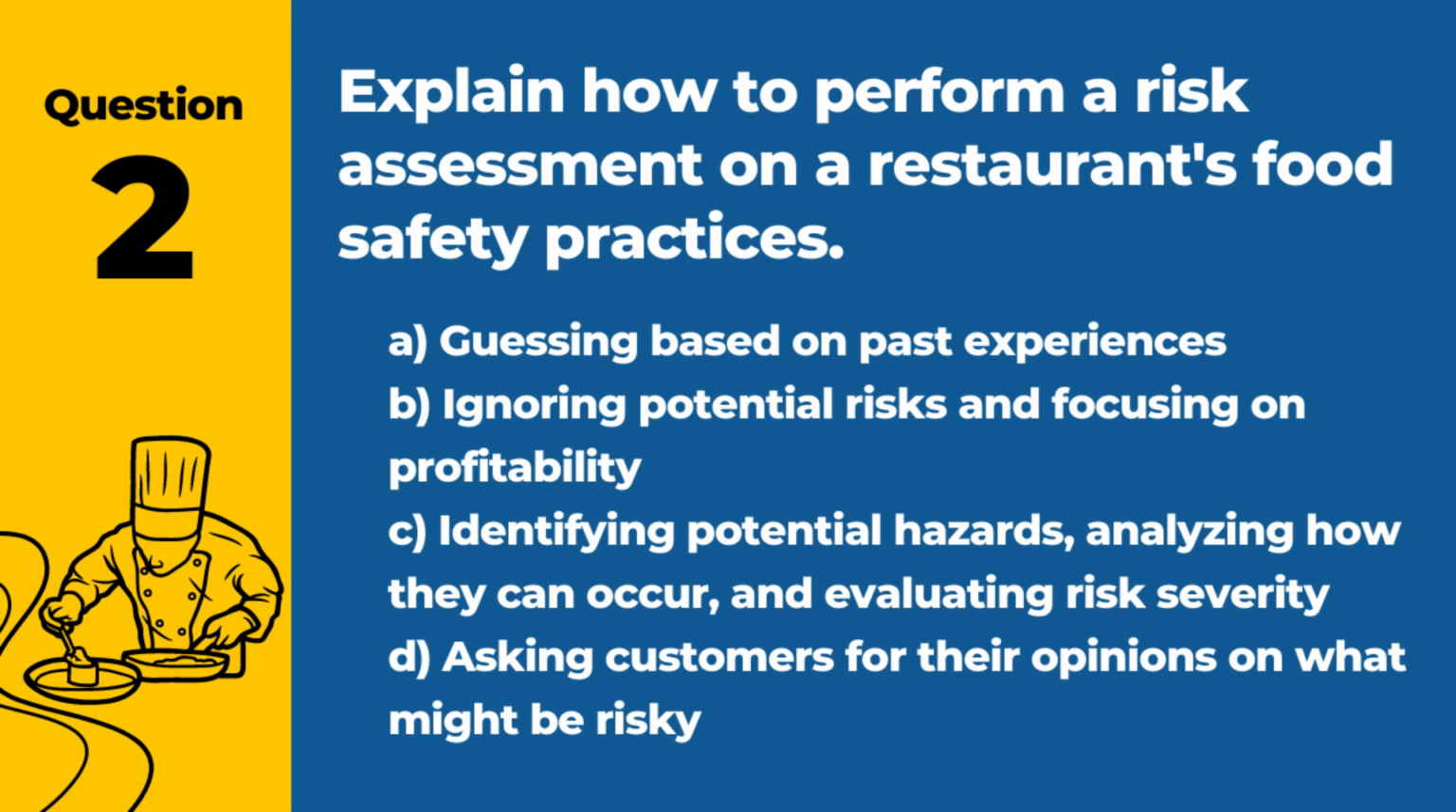Question 2. Explain how to perform a risk assessment on a restaurant's food safety practices. A. Guessing based on past experiences. B. Ignoring potential risks and focusing on profitability. C. Identifying potential hazards, analyzing how they can occur, and evaluating risk severity. D. Asking customers for their opinions on what might be risky.